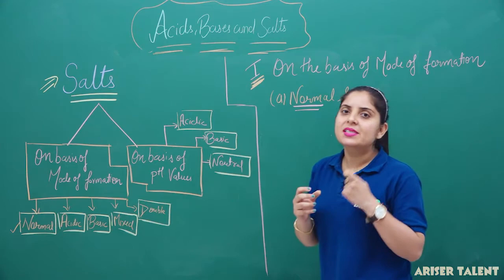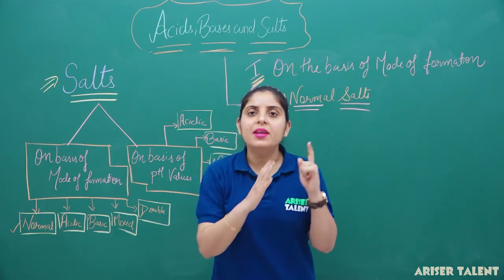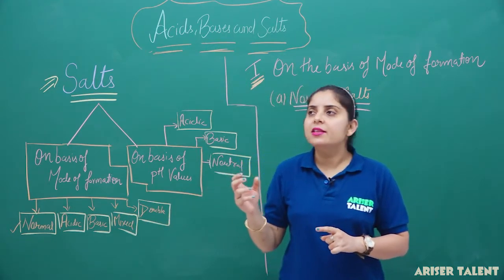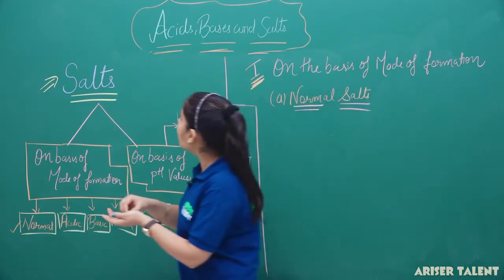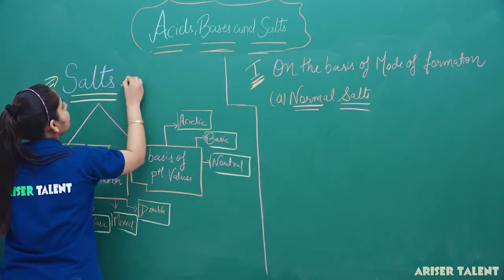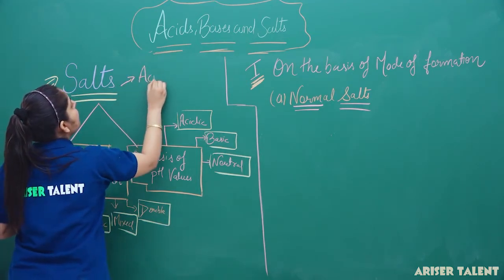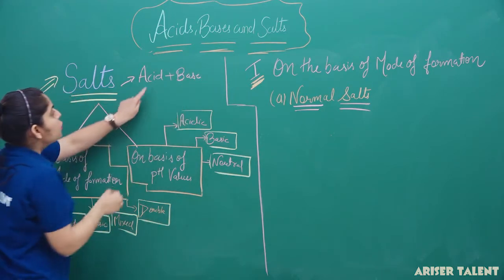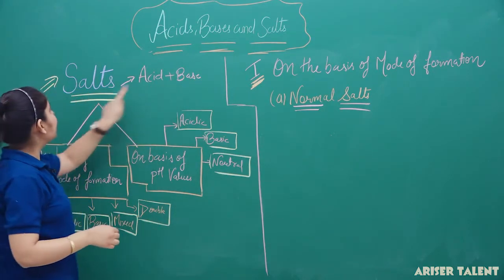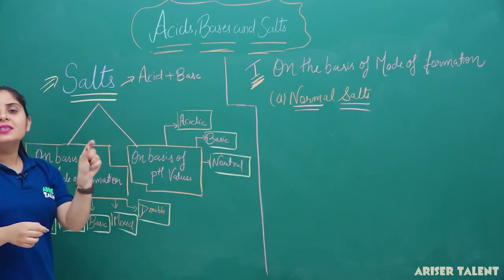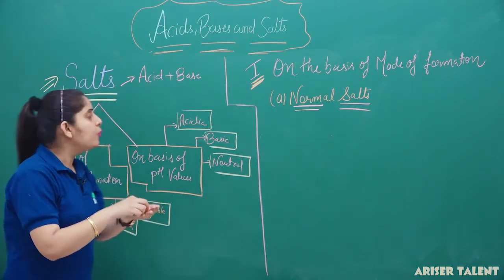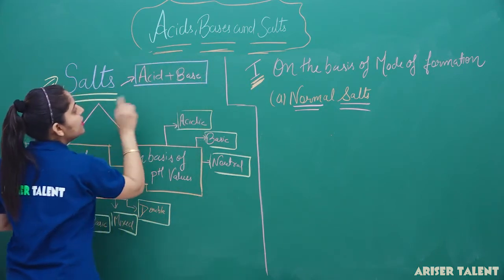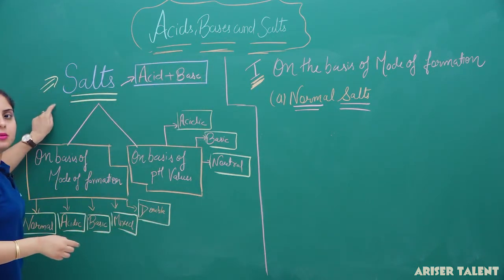This topic has been discussed in our earlier classes: when acid reacts with base, it completely neutralizes the reaction and the salt is formed. So salt will form when acid reacts with base. The acid plus base reaction will give us the salt, and this reaction is termed a neutralization reaction, which we have discussed earlier.